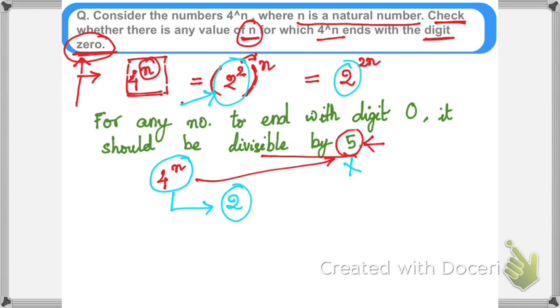So the answer is no. There is no value of n for which 4 to the power n ends with the digit 0.